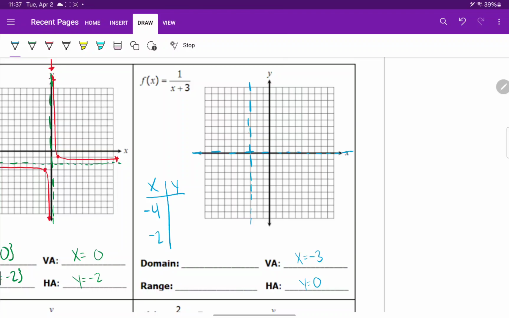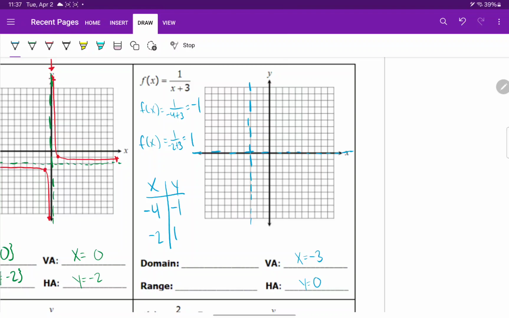Now, if you want to pick 0, 1, or whatever you can, I just pick these because they're to the left and right. Okay. Now for the first one, I'm going to plug in -4. So f of x equals 1 over -4 plus 3, which is -1, because -4 plus 3 is -1. 1 divided by -1 is -1. And for the second one, I'm going to plug in -2. So 1 over -2 plus 3. -2 plus 3 is 1. 1 divided by 1 is 1.